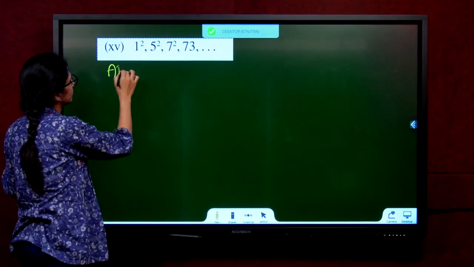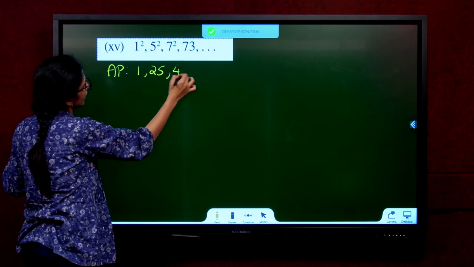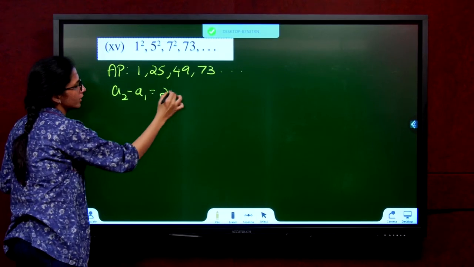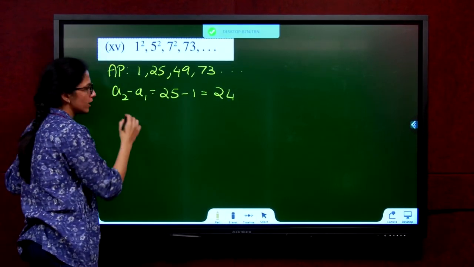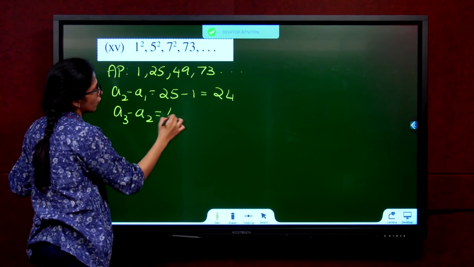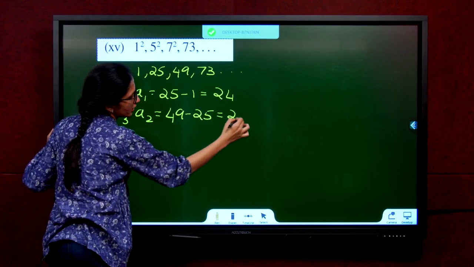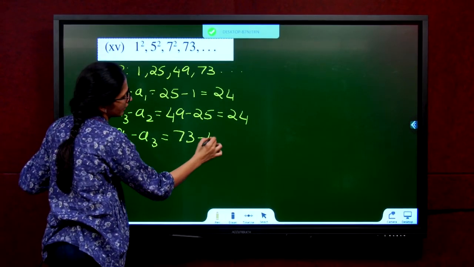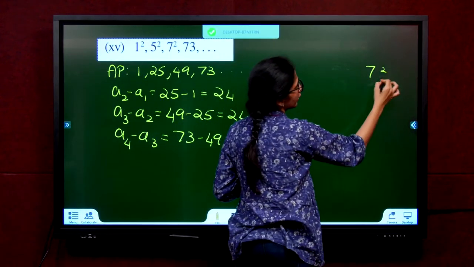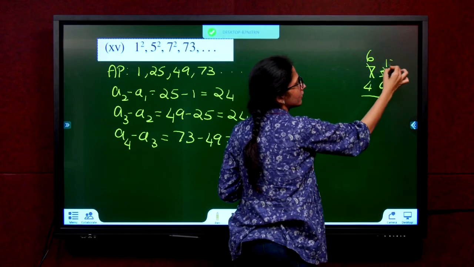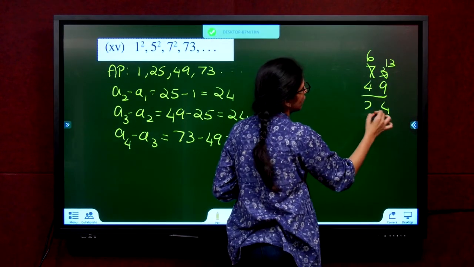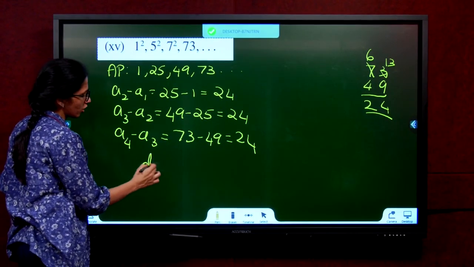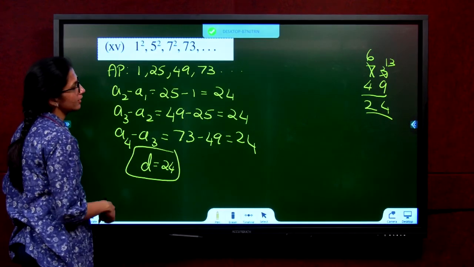Rewrite the AP. 1, 25, 49, 73 and so on. A2 minus A1, 25 minus 1, 24. A3 minus A2, 49 minus 25, still 24. Check for the next one. A4 minus A3, 73 minus 49. What is 73 minus 49? 13 minus 9, 4. 6 minus 4, 2. 24 again. Since the difference is common, we can say the common difference is 24 and the given sequence is an AP.